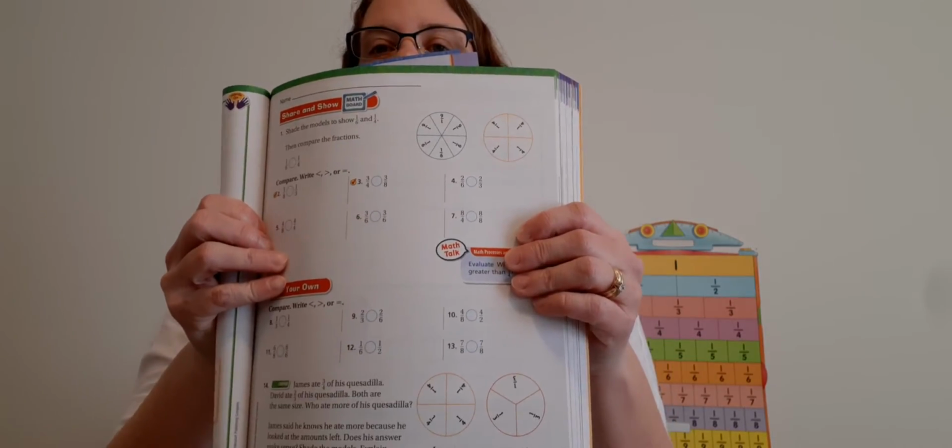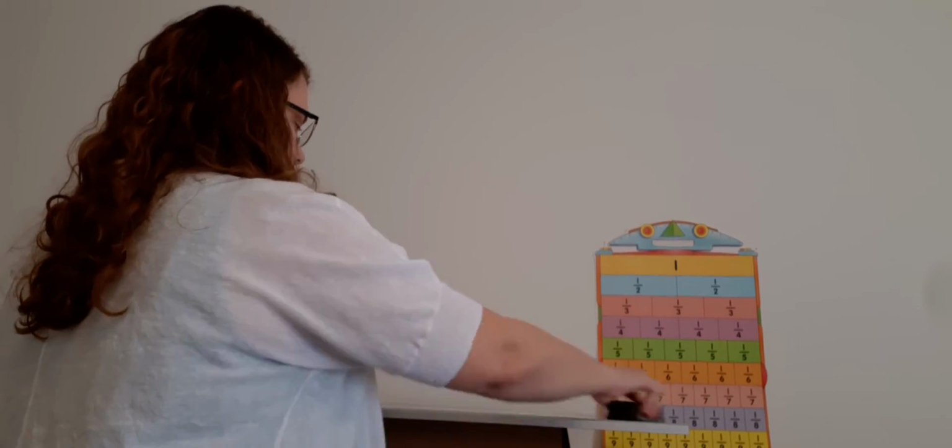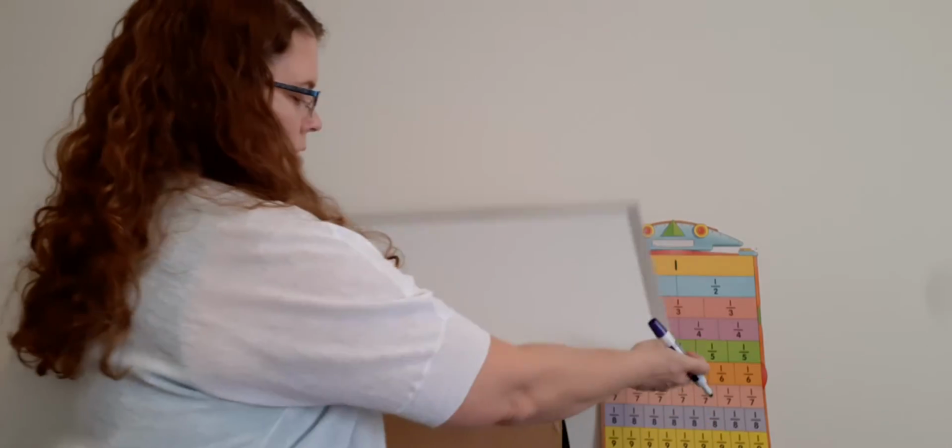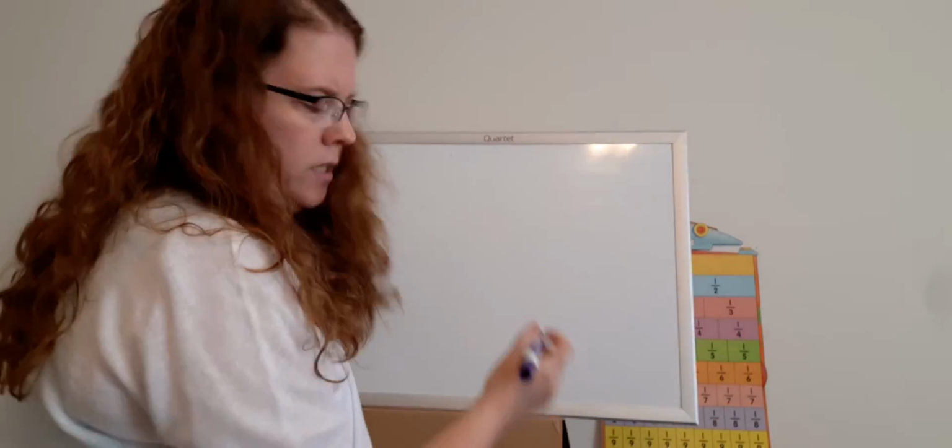All right, let's go to page 521. All right, so let's take a look at the top there. Let me erase my board here. We'll do some of these together. All right, so shade the models to show 1/6 and 1/4. So you have your models there. Grab a crayon, and we're going to shade. So we have 1/6.